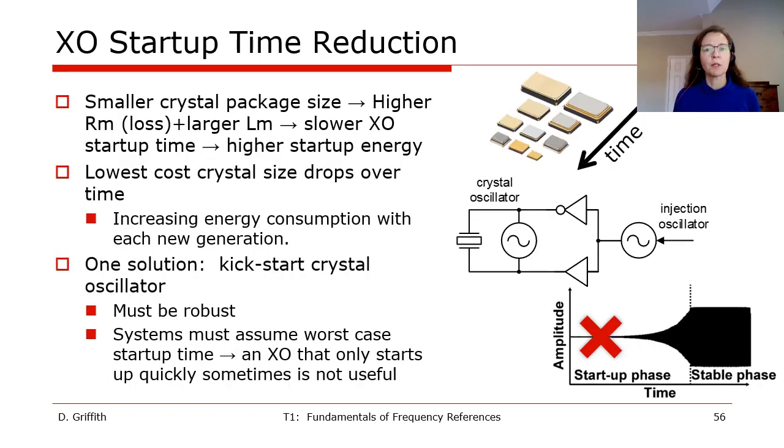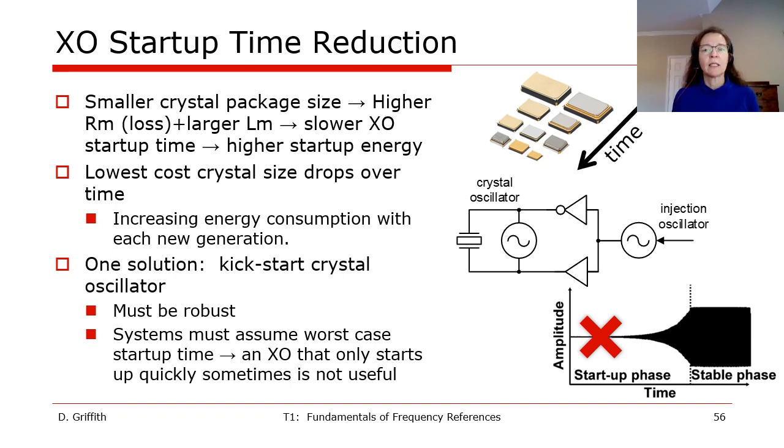So crystal parameters are impacted by package size. As the package size is reduced, the series resistance, which is the loss in the crystal, increases. Also, the motional inductance tends to increase. Both of these changes cause slower crystal oscillator startup time, which means more energy is required each time the crystal oscillator starts up. The lowest cost crystal size is the one used in the cell phone market due to the volumes, and that size drops over time.